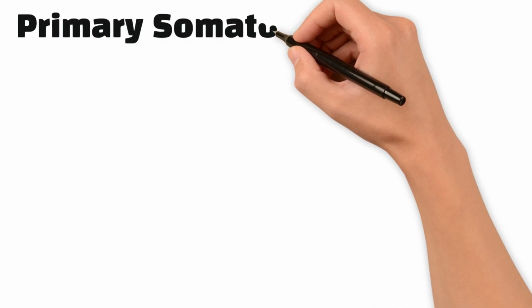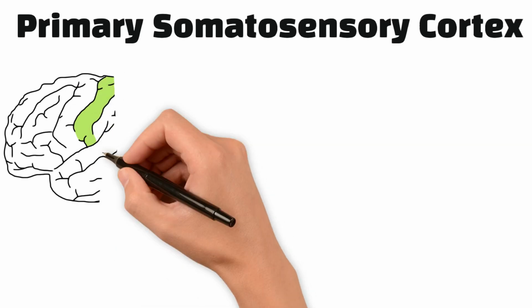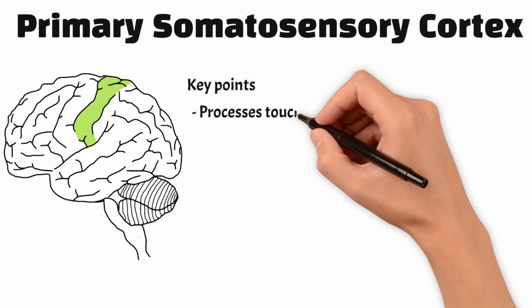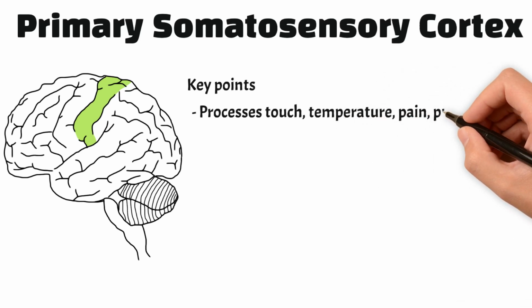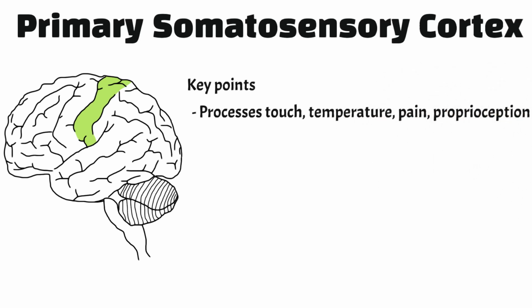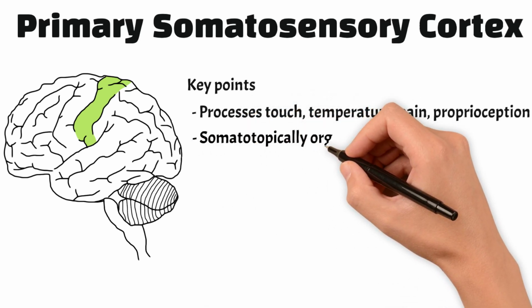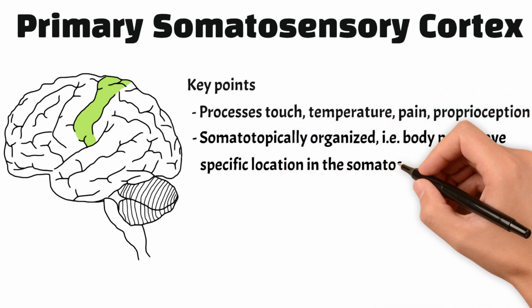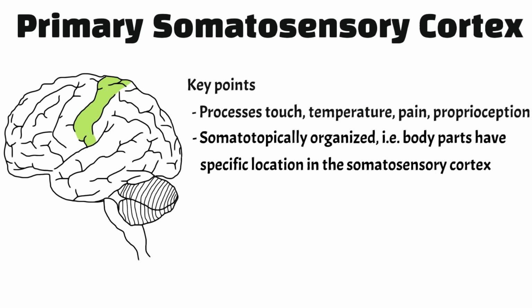Starting with the primary somatosensory cortex, it is located just behind the central sulcus at the front part of the parietal lobe. It is the most important brain region for processing bodily sensations such as touch, temperature, pain, and even something called proprioception, which is having an awareness of where your body parts are in space without needing to observe them. The primary somatosensory cortex is also somatotopically organized, which means specific regions of the cortex map to specific body regions. So, for example, there is a location in the cortex that handles sensations of the hand. Then there can be a different location that handles sensations of your leg.